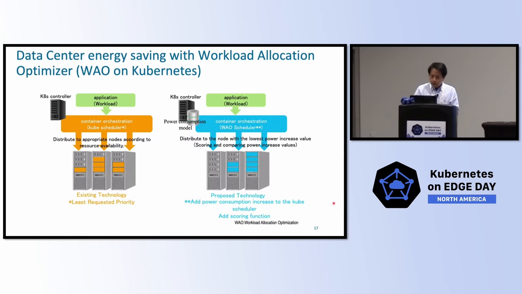Next, I would like to talk about the implementation of the workload optimizer in Kubernetes. The comparison between WoW and the traditional approach is that the traditional scheduler distributes the pod to a node based on the environmental resources. But our designed WoW scheduler will dispatch the workload, the pod, to the node based on the node's increasing server power consumption.